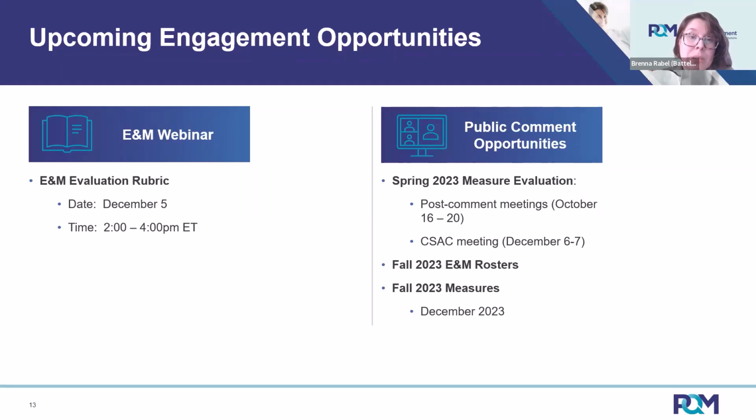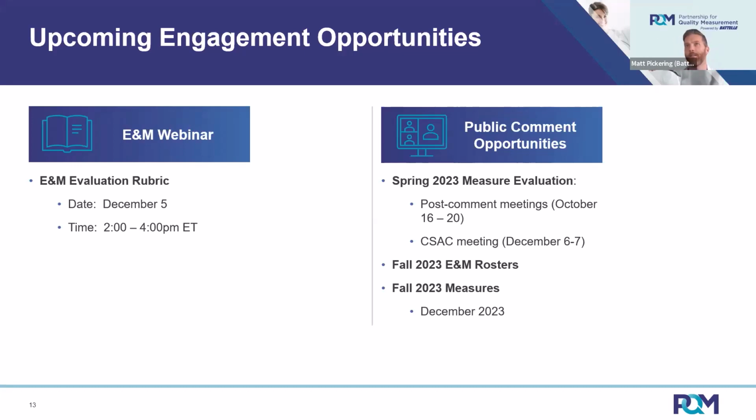The fall 2023 E&M rosters are up right now, right, Matt, for public comment? They will be by the end of this month. Thank you. By the end of the month, the E&M rosters will be available for public comment, and then the fall 2023 measures will be up in December.